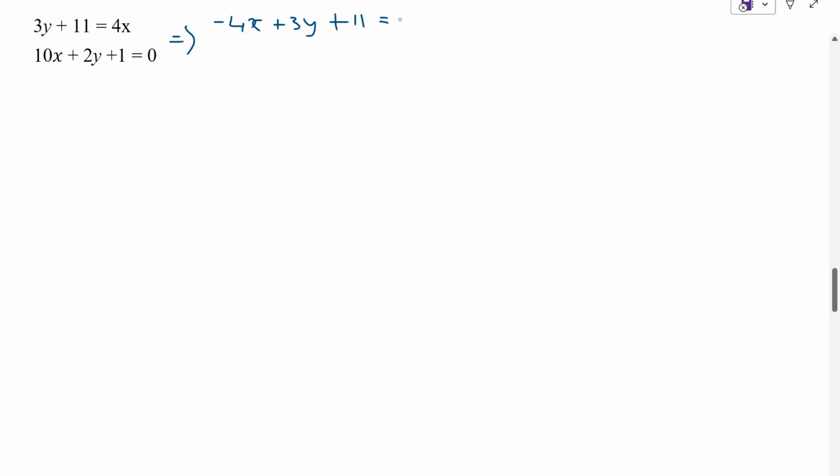So this is going to give us minus 4x plus 3y plus 11 equals 0 now. And the bottom equation stays the same. 10x plus 2y plus 1 equals 0. So here we can see x's, y's both lined up, so we're ready to start. Next step, we need one set of coefficients to match. Now I think it might be easier to get the y's to match here because they're smaller numbers.